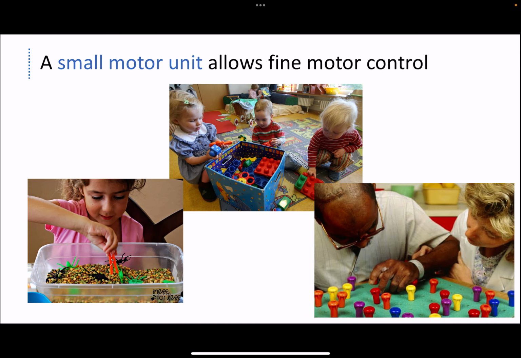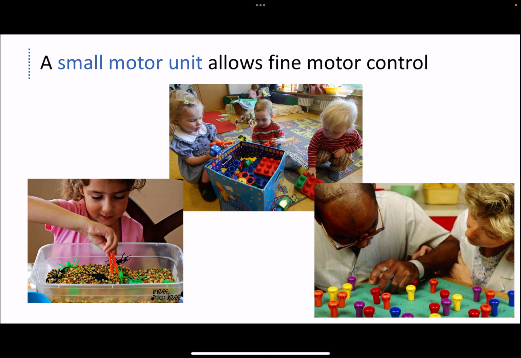Now, you can also have very small motor units, and this allows for very fine, precise control, right? So think of young children, think of elderly adults moving some type of object, whether it's like this image on the left, you're picking up some small rock or something, you're playing blocks, you're moving things on a game board, right? The ability to move things precisely and with fine precision requires a very fine-tuned motor unit, right?